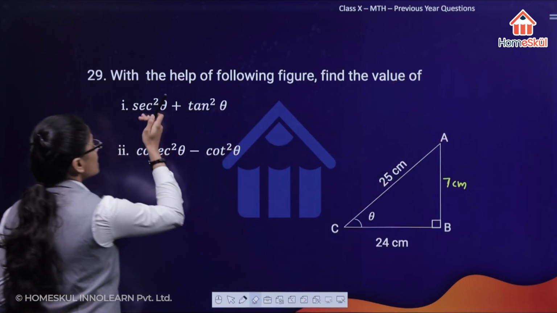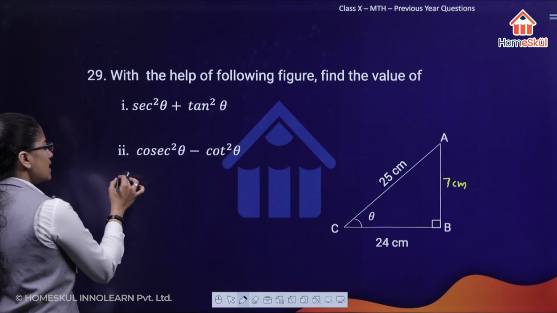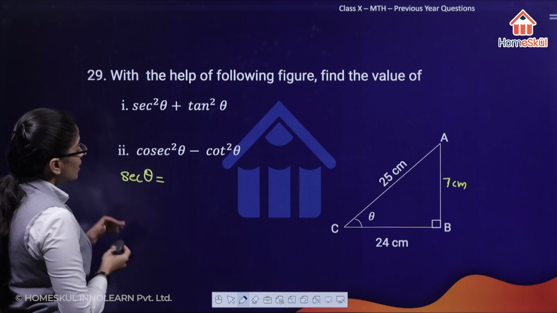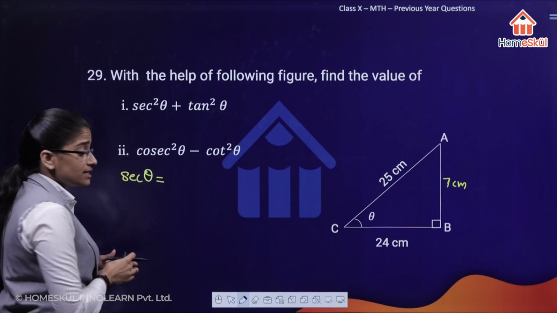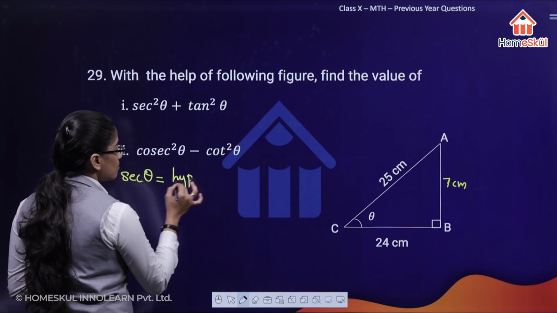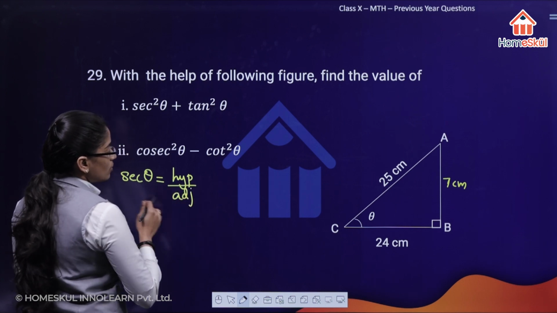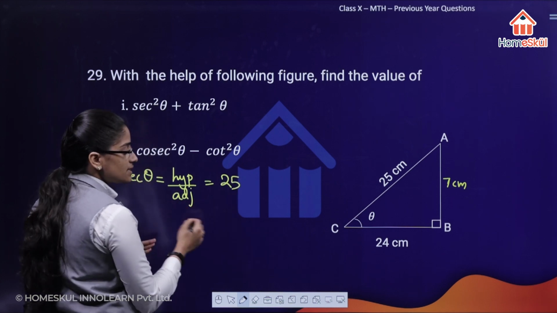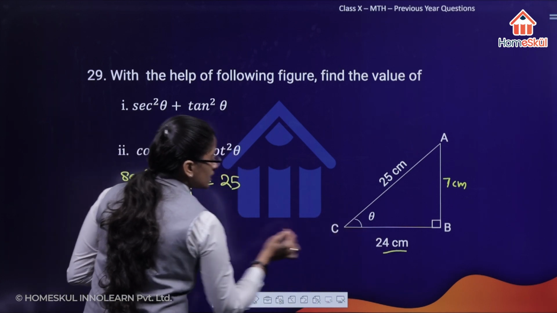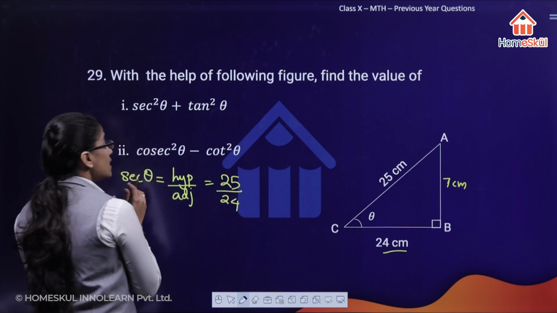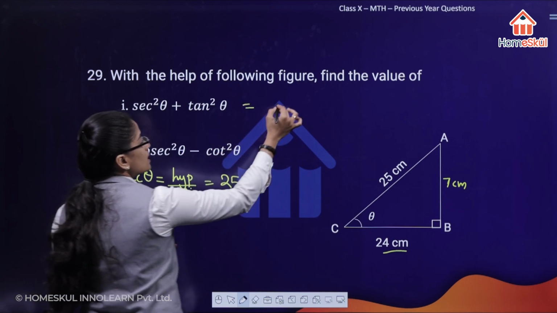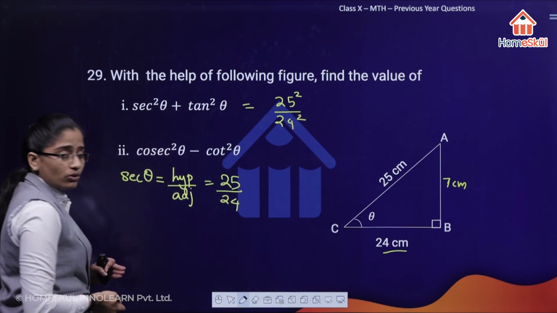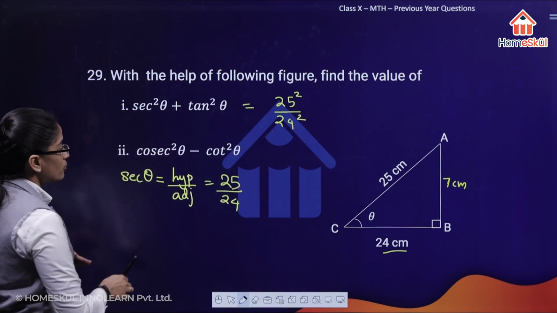Now, we will find out sec square theta and tan square theta. Sec theta is equal to, what is sec theta? It is 1 by cos, right? That means it is hypotenuse by adjacent side, isn't it? What is the value of hypotenuse? It is 25, and the adjacent side with respect to theta is 24. That means sec square theta will be 25 square by 24 square, isn't it? 25 by 24 the whole square, or 25 square by 24 square.